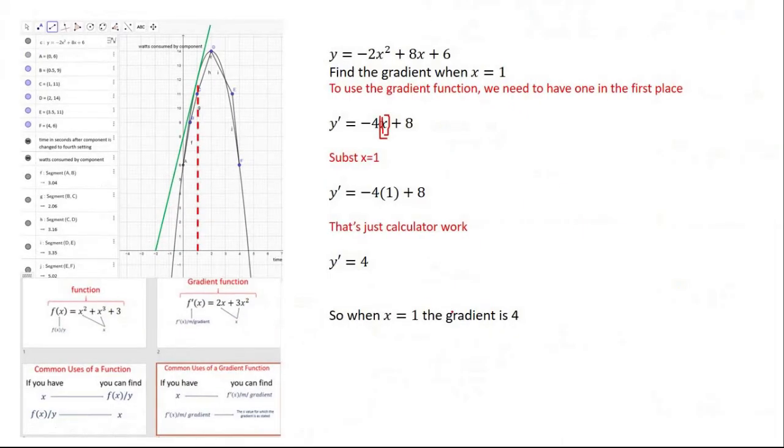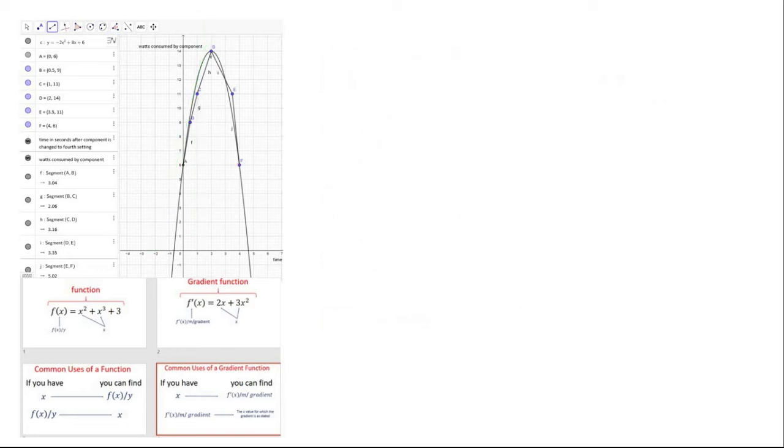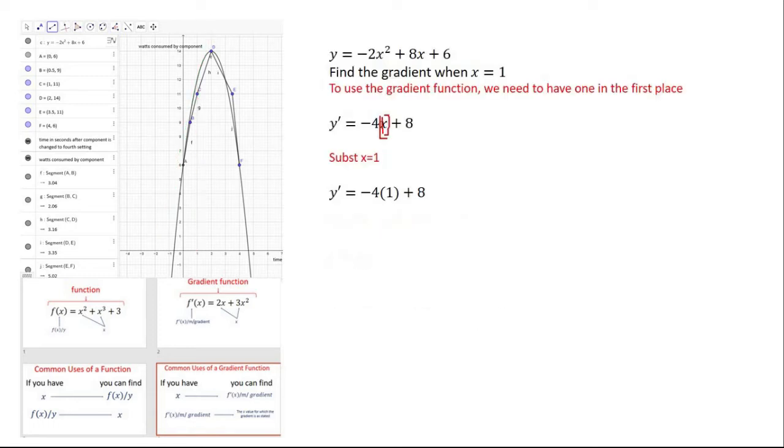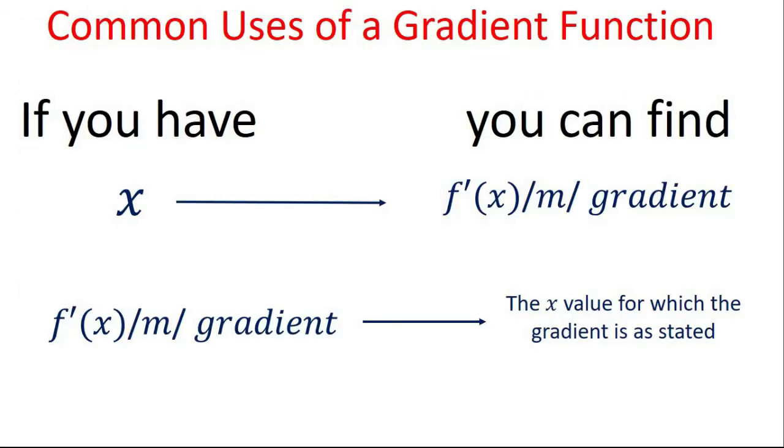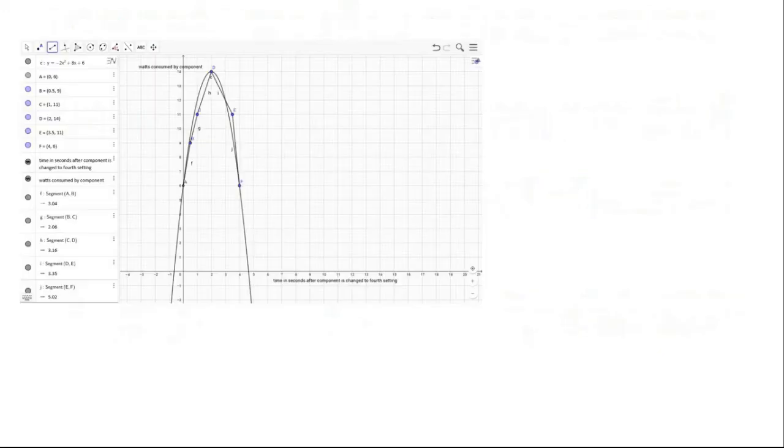That is absolutely correct, and it's an amazing thing that as long as you have x, you can find the gradient. And remember what I said, you could have done that for x equals 2, it would have found the gradient over here. You could have done it for x equals 4, it would have found the gradient over here. And that's one of the really cool things about an equation. Last really cool thing that a gradient function can do: if you have the gradient, you can find when that's true. When is the gradient that much?